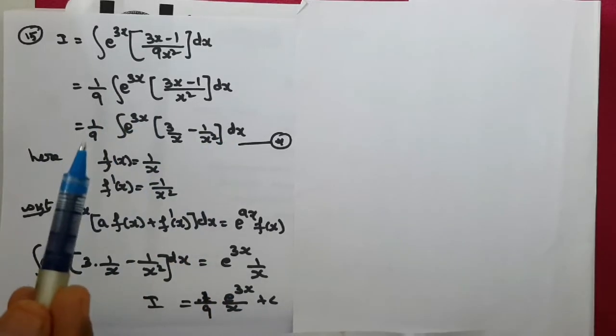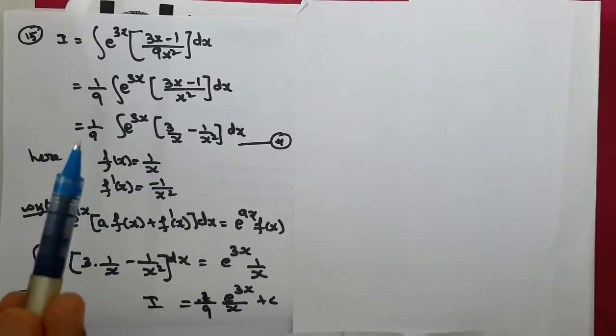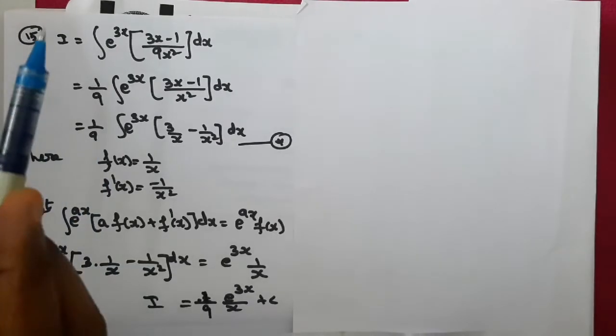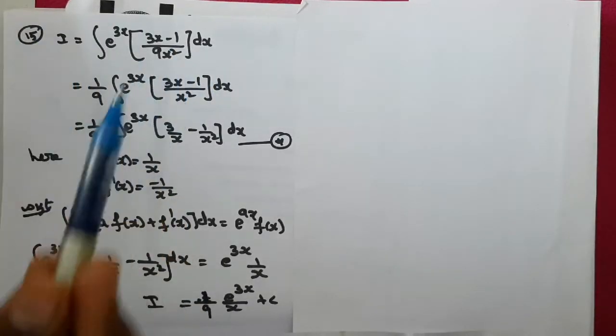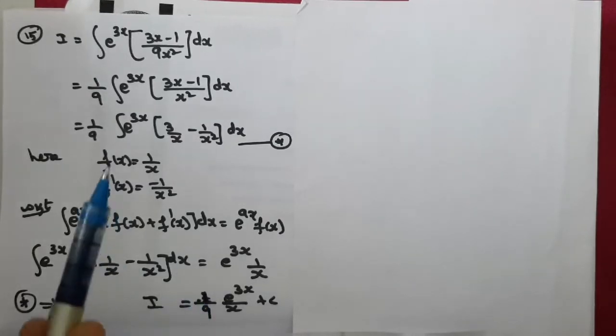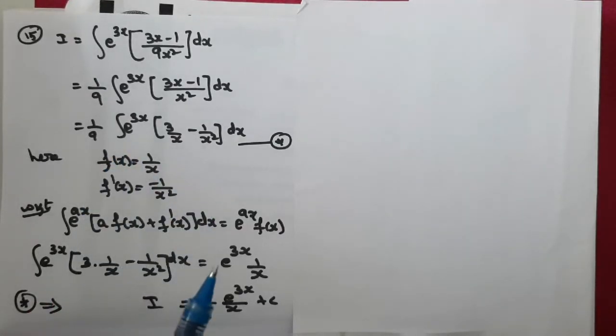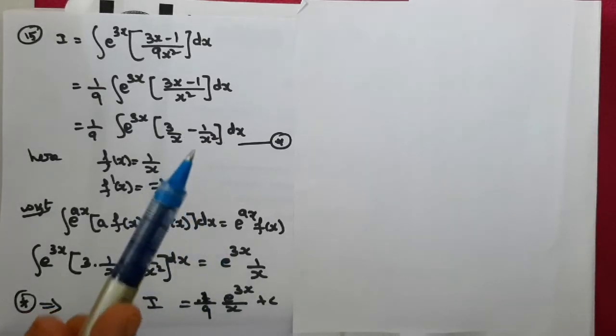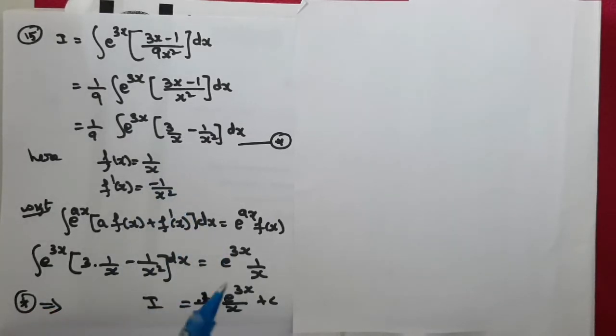But before that, what do we have? A number 1 by 9. So that value will be there. So the total I, the whole answer, is equal to 1 by 9 into this integral's answer which we got, e power 3x by x. So that I have written. So that's all. Take this answer and apply it in this place. So you get 1 by 9 into e power 3x by x plus c.